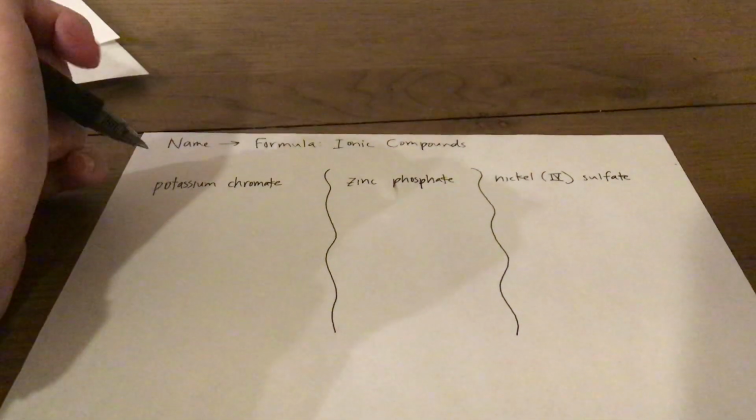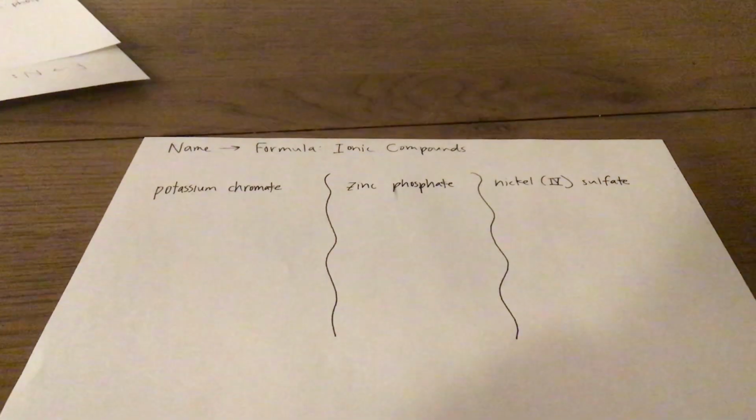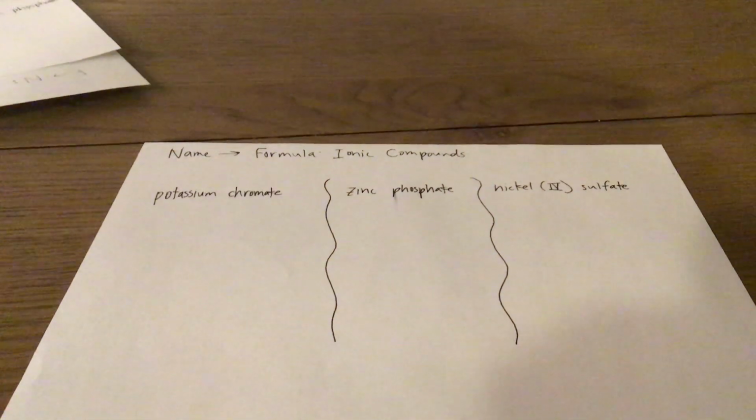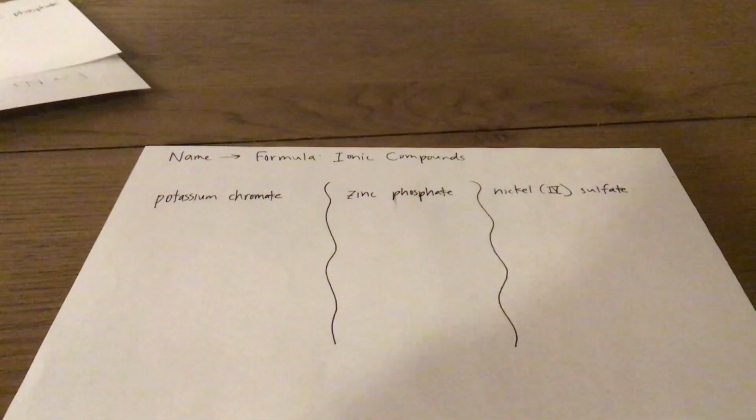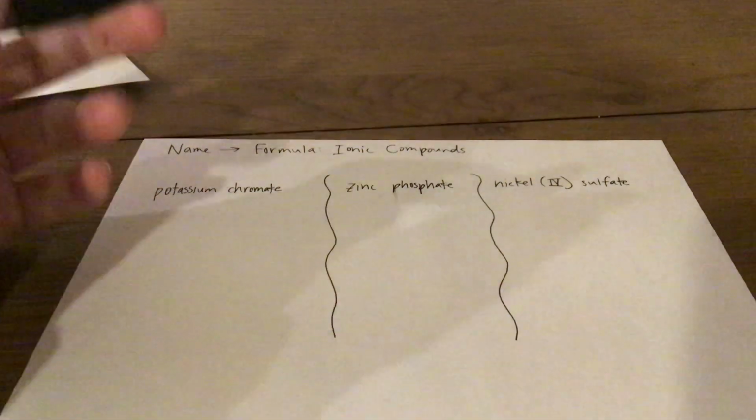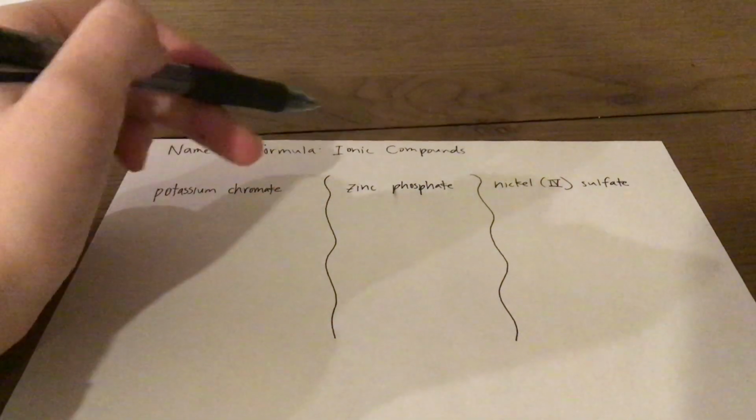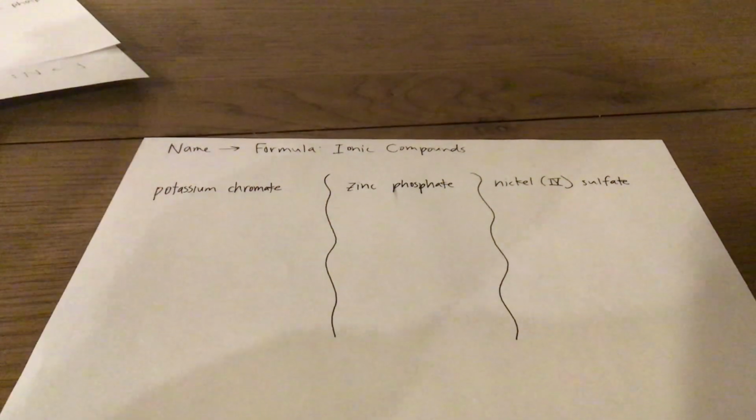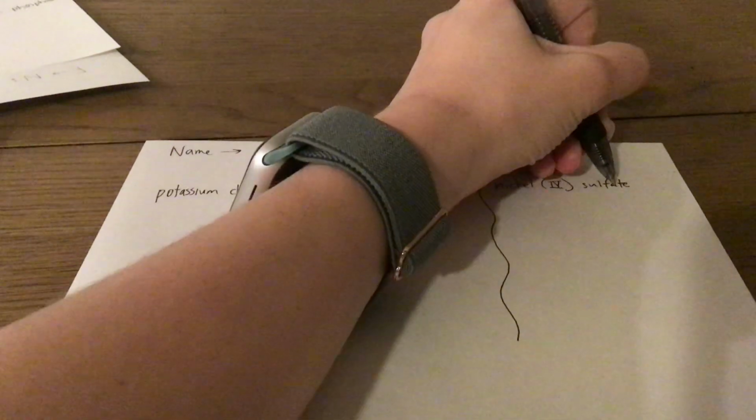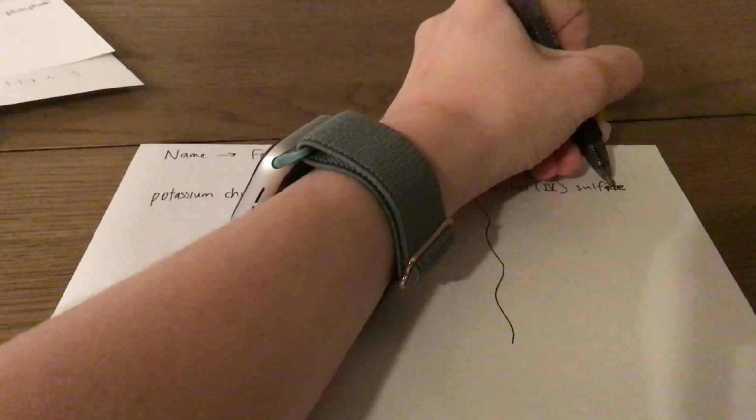But here's how you write the name to the formula for an ionic compound. Okay, so you'll be given a name such as potassium chromate, zinc phosphate, or nickel IV sulfide.